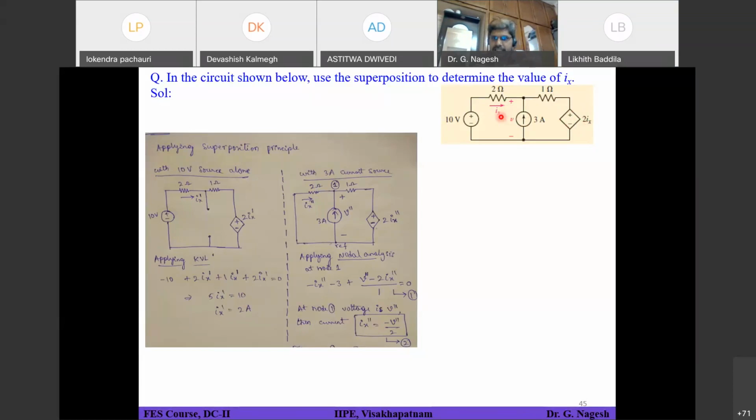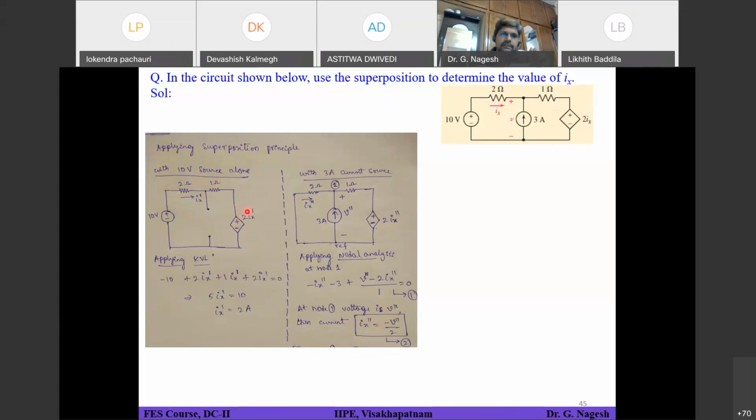If I call it Ix2, I should represent it with Ix2. If I call it Ix dash, I should represent it with Ix dash. What it is saying is simply that whatever current is flowing through the 2 ohms resistor, I am depending on that value. This dependent voltage source states that I am depending on Ix, the current flowing through the 2 ohms resistor. That's what it is saying. So if I call the current flowing through the 2 ohms resistor Ix dash, I should represent this also with Ix dash only.